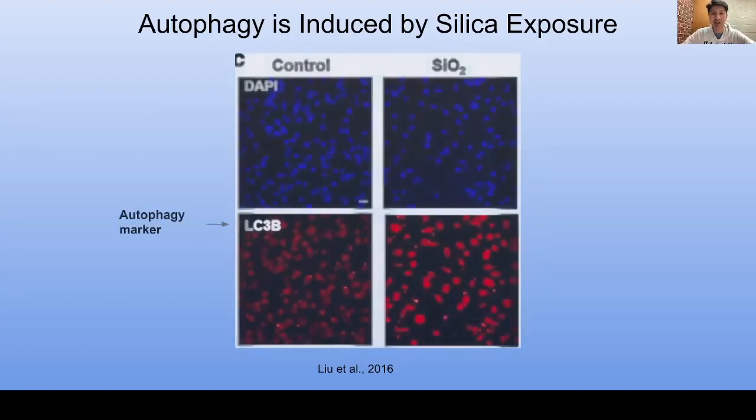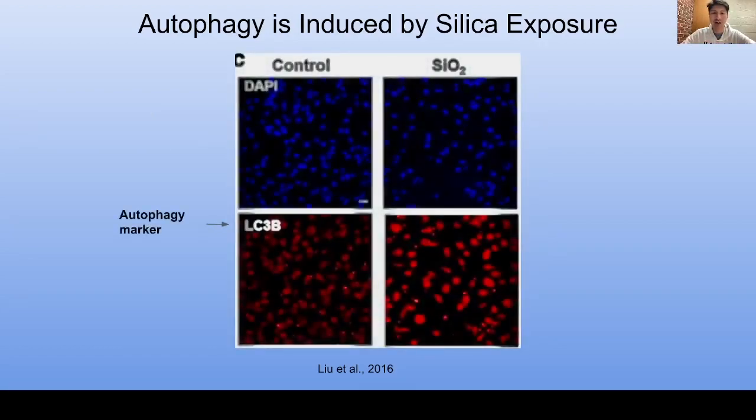To definitively say that autophagy occurred, they stained for this protein called LC3B, and that is a protein that is present when autophagy has occurred. This is why it's called an autophagy marker. And they found that this autophagy marker in red was way more expressed in the macrophages exposed to silica compared to the macrophages without it. So this demonstrates that, hey, autophagy is induced by silica exposure.